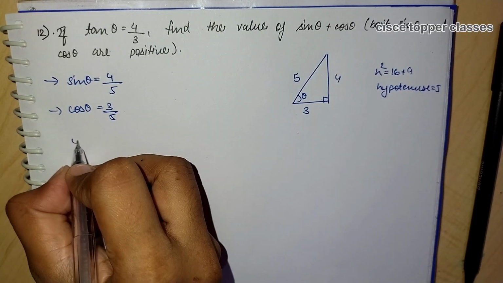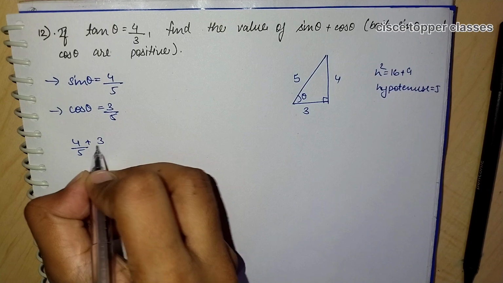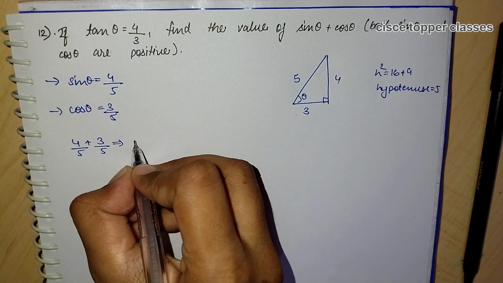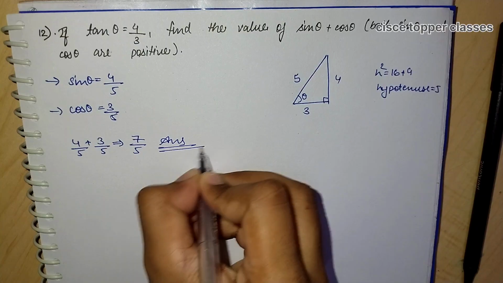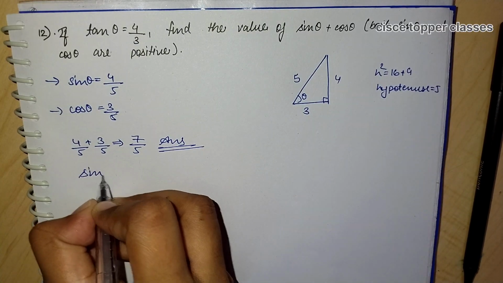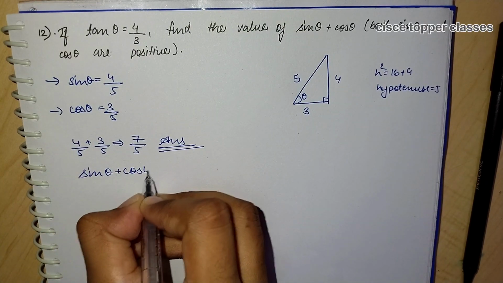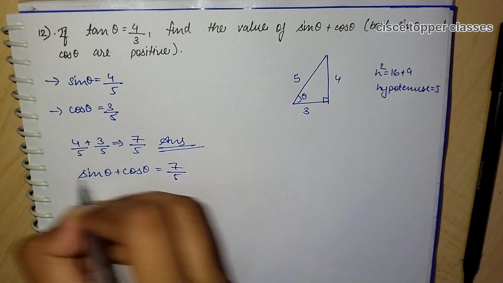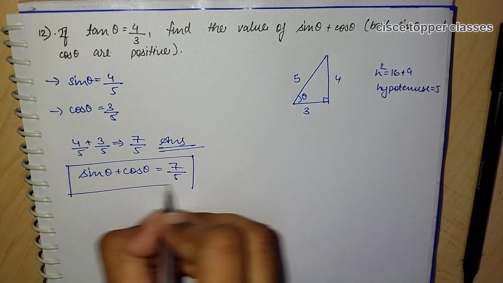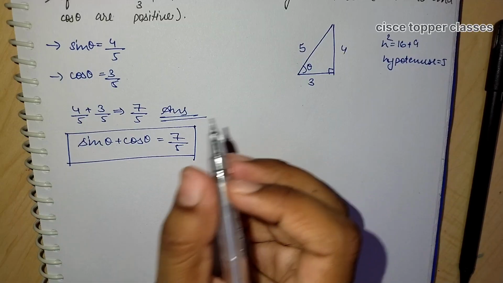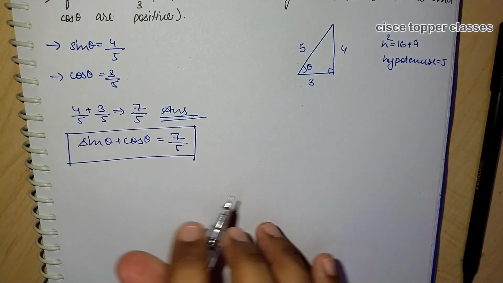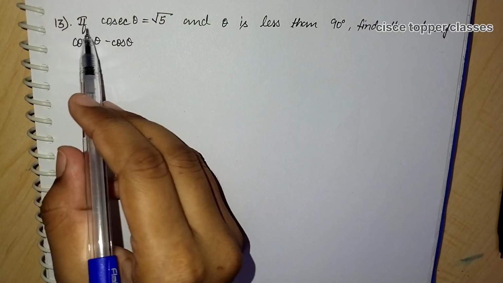If we add this, this will be 4 by 5 plus 3 by 5 equal to 7 by 5, which is the final answer we have to find. We have to find only sine theta plus cos theta, which is equal to 7 by 5. So this is the final solution of the 12th question. And here it is given that both sine theta and cos theta are positive. So this is the solution here. Let's solve the 13th question.